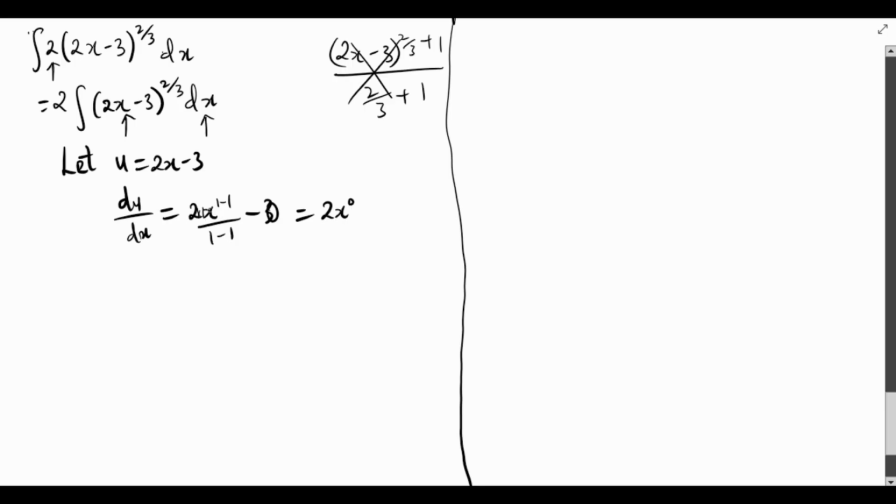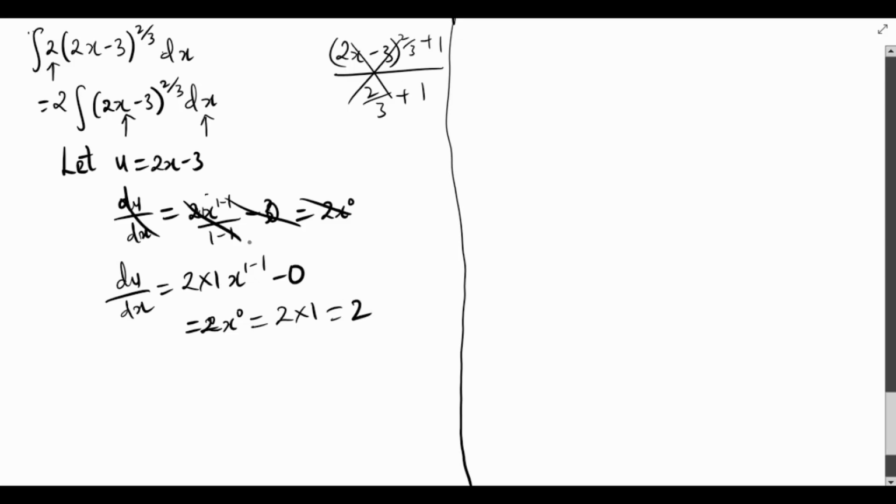Oh, I'm sorry, this is not divided by 1 minus 1. That's wrong. du/dx is 2 times 1, x to the power of 1 minus 1, minus constant 0. So this is 2 x to the power of 0, which is 2 times 1, which is 2. I'm just following the long process. Just know when you're differentiating, for instance, 2x minus 3, your variable is x. The highest power is 1. Just take the number that is attached to it. So that's your answer. Good.